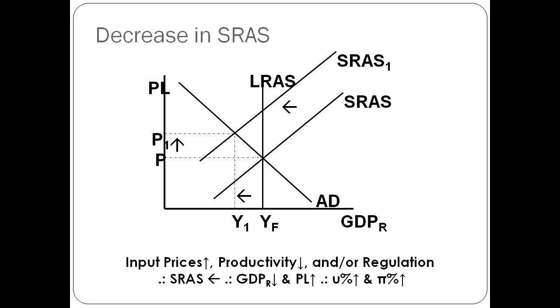And stagflation, ladies and gentlemen, is not a good thing for an economy. Unemployment is rising and inflation is rising. What economists call the misery index, which is unemployment plus inflation, is rising. It's really a bad thing.